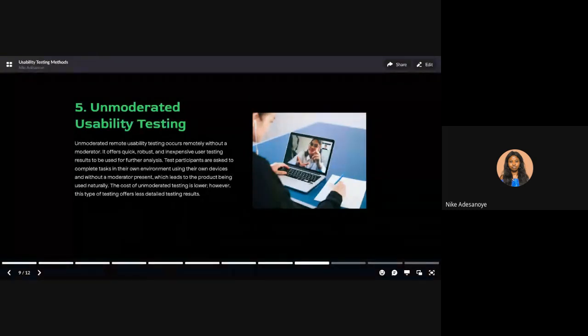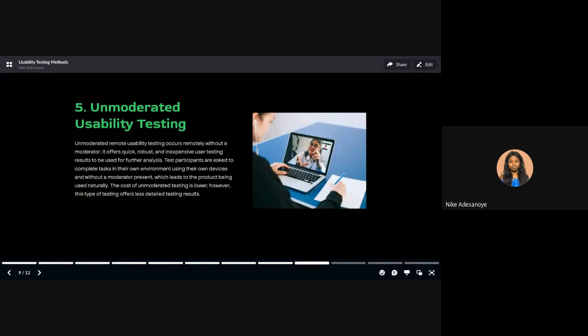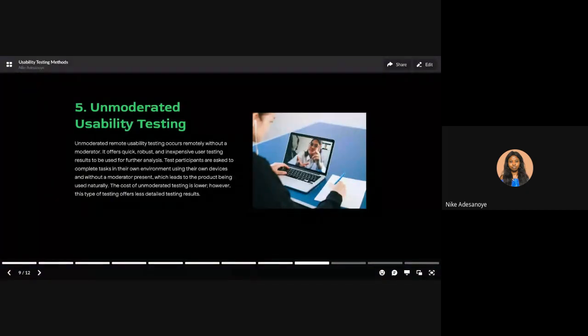You tell them to think aloud. So this is actually very cheap. Because there's no moderator, there's no need for you to pay a moderator. They are not coming to your space, right? So it's actually kind of cheap. And then you are testing with your users.